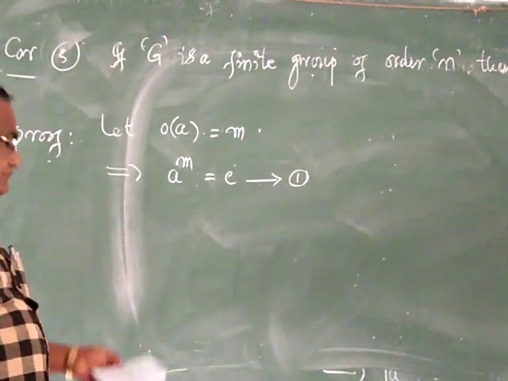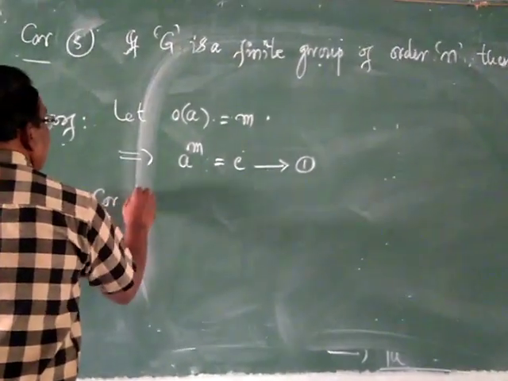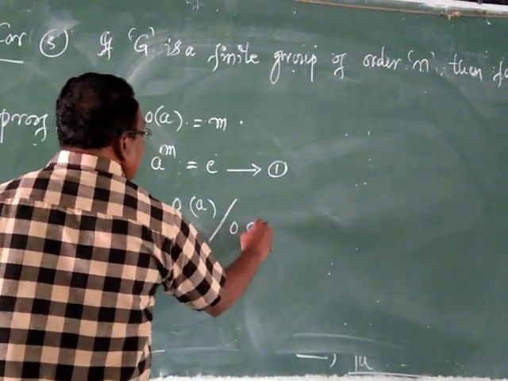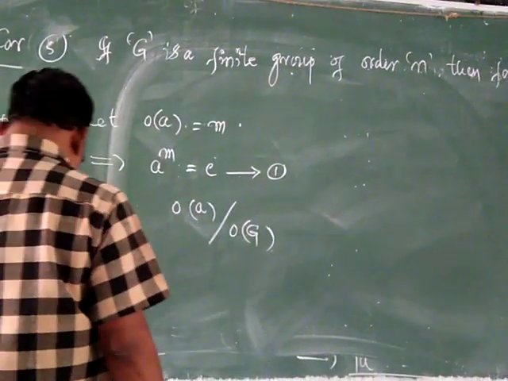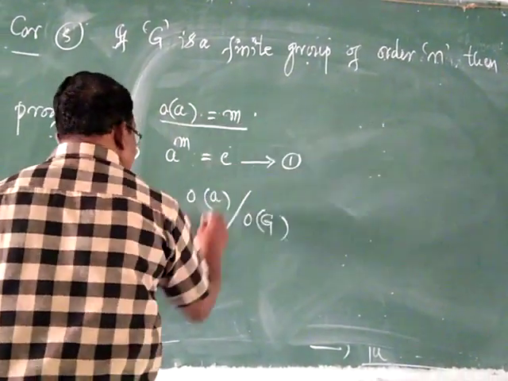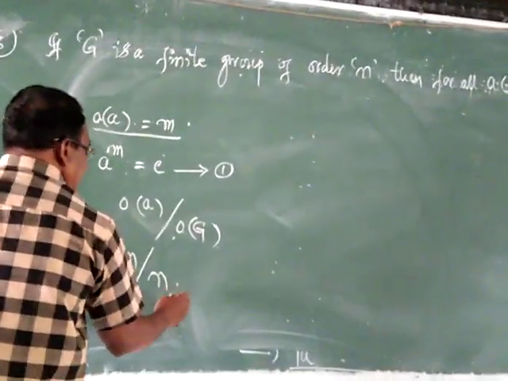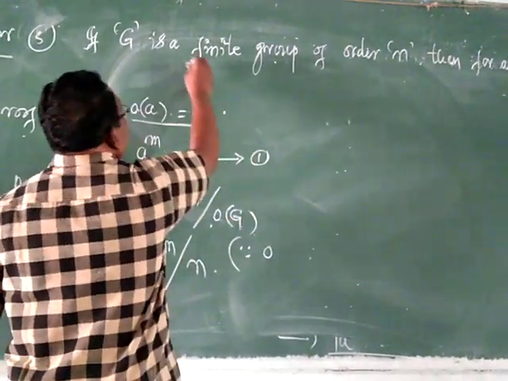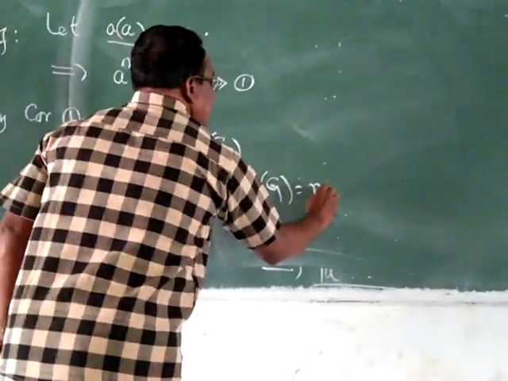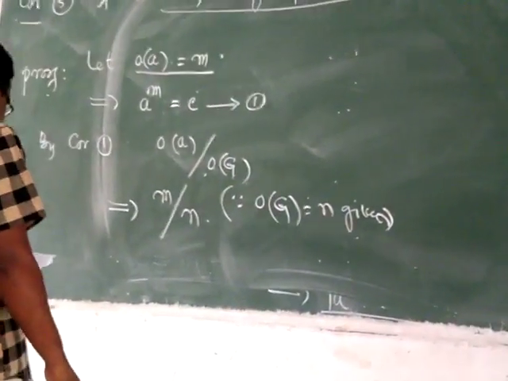And by corollary 1, what we have is that the order of A divides the order of G. This implies that the order of A, which is m, divides the order of G. The order of G is n because G is a finite group of order n, as given. Therefore, m divides n.